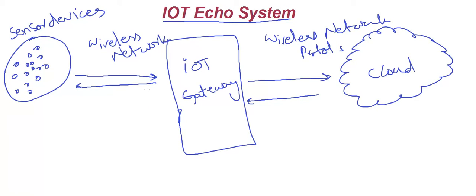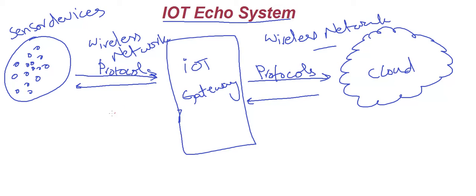So these wireless network protocols are used here, and they are also used here. For example, what kind of network protocols do we use here, and what kind of protocols do we use here? It depends on what kind of devices these are.